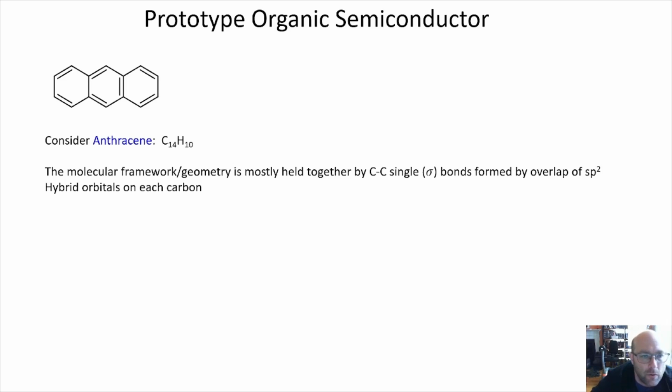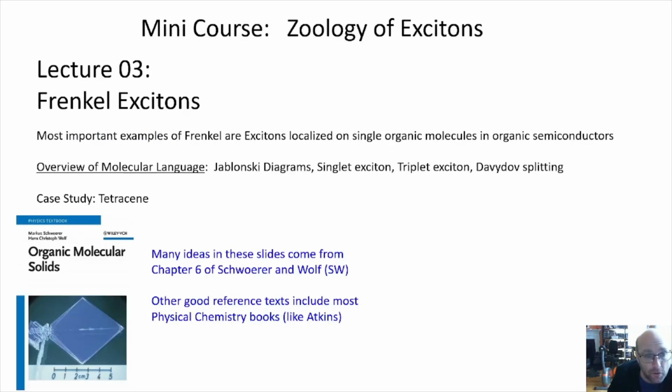So here's a picture of an organic semiconductor called anthracene. That's three fused benzene rings. And so you have a molecular framework that's held together by carbon-carbon single bonds that are considered as sp2 hybridized, and so you make sigma bonds by the sp2 overlap. And that's sort of the structural framework of the molecule.